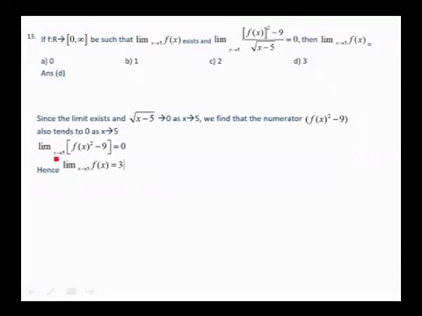That is, the limit extended to 5, f(x) whole square minus 9 must be equal to 0. That is, if it is 0, limit of f(x) as x tends to 5 must be equal to 3. This should be 3. If f(x) whole square minus 9 is 0, then f(x) is root of 9, that is 3. So the answer is option D, that is 3.